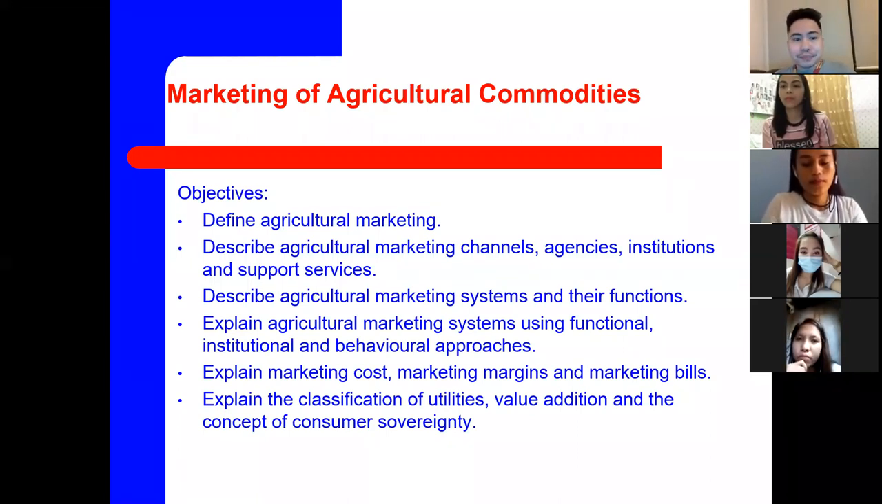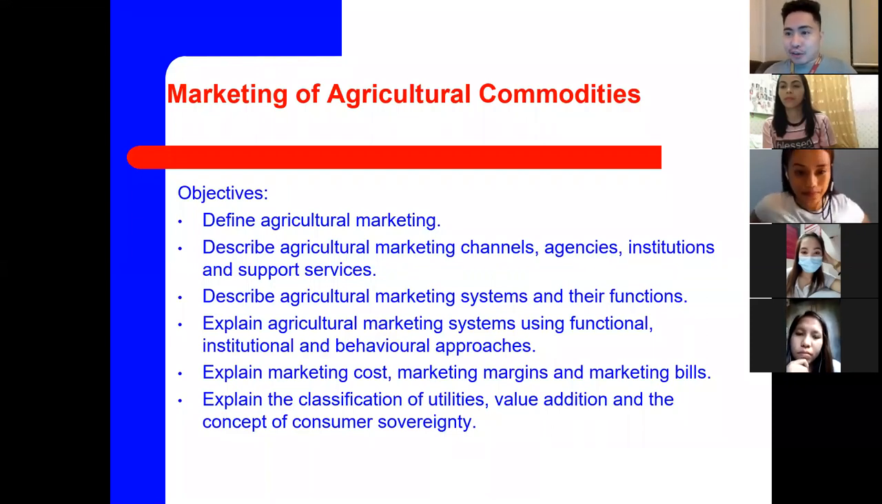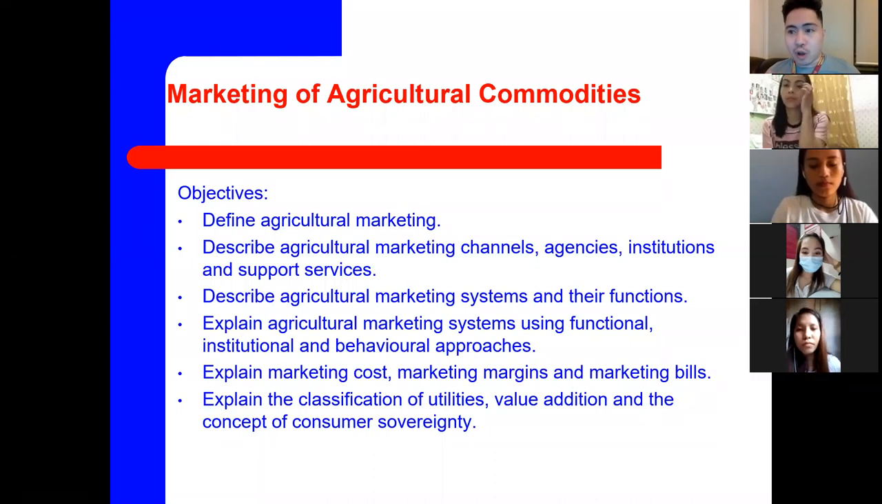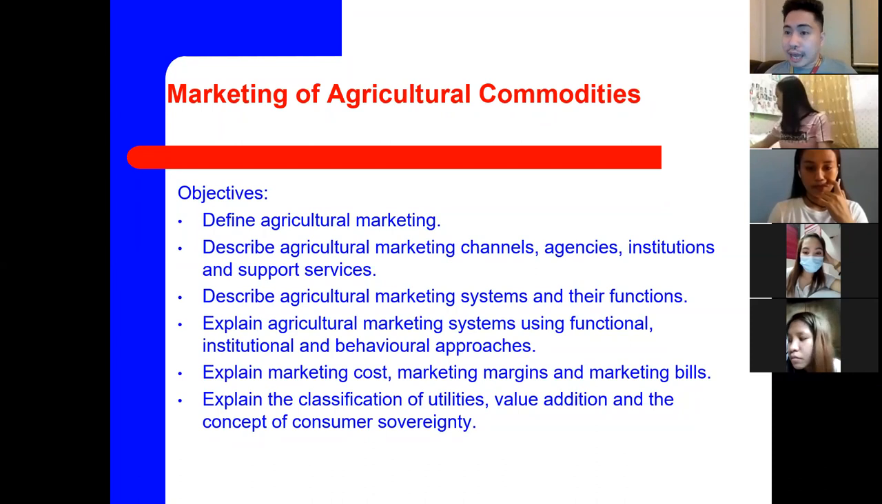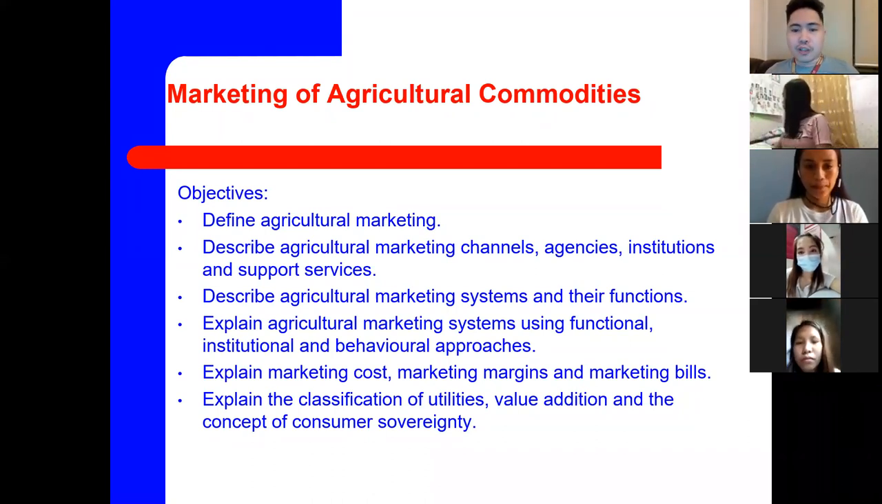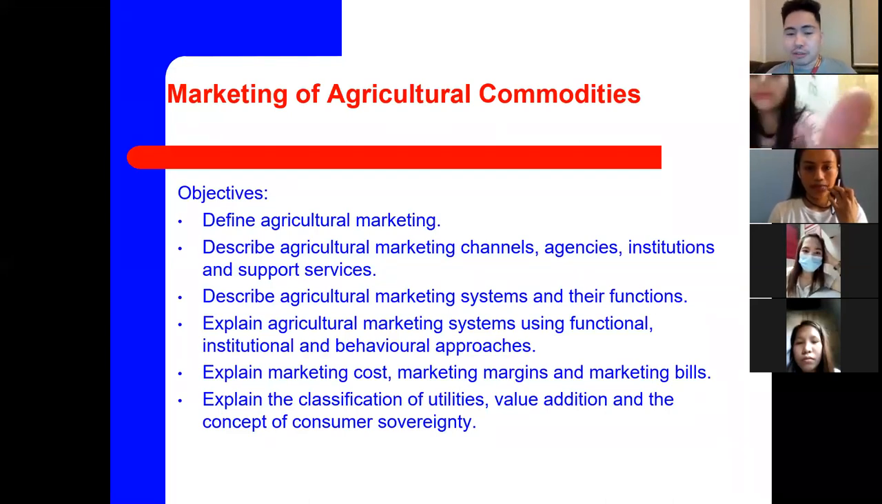Next one is describing agricultural marketing systems and their functions. We have established simple and complex marketing systems intended for agricultural production as well as distribution. So we will also be discussing this one. Other objectives covered in this chapter is analyzing the marketing systems using the functional, institutional, and behavioral approaches. We will also be studying economics of trade as well as balance of trade and balance of payments between countries. I will also be studying the behavior of the people distributing products and the possible opportunity cost, you know?